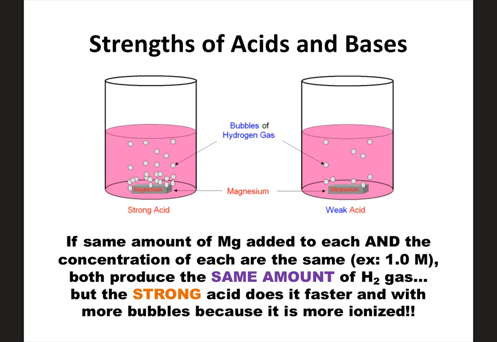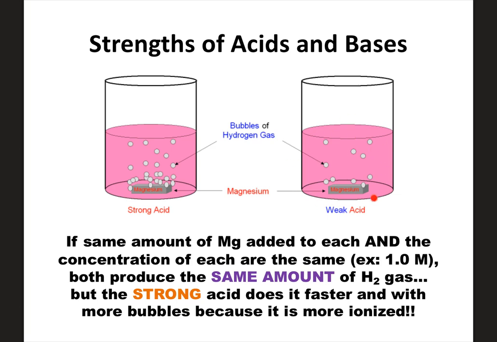They both will produce the exact same amount of H2 gas, but the strong acid will do it faster and with more bubbles because it's more ionized. So you need to think about this. In the strong acid beaker, that acid is completely ionized into its ions. So as soon as you add the magnesium, those ions are available and ready to react. So the reaction happens much faster with more bubbles. But it's still going to form the same amount of overall H2 gas.